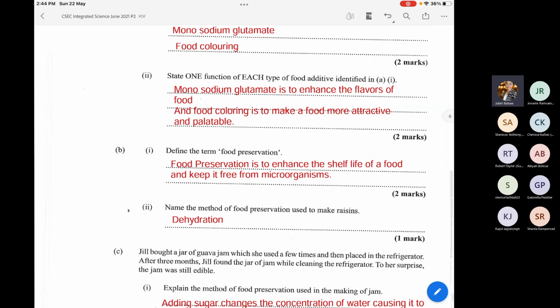B, define the term food preservation. Food preservation is to enhance the shelf life of a food and keep it free from microorganisms. And then 2, name the method of food preservation used to make raisins. Now, raisins is similar to prunes, that's basically dehydration. You're removing all water from it. They dehydrate a lot of foods now. Mushrooms. All right.